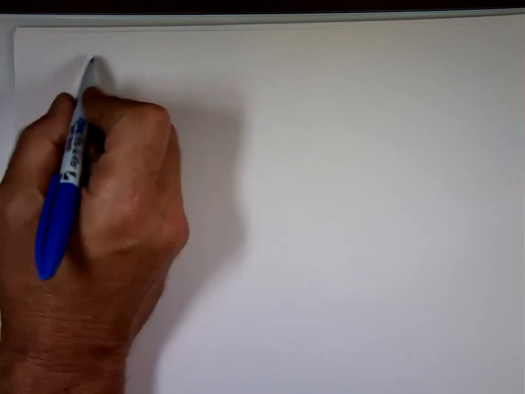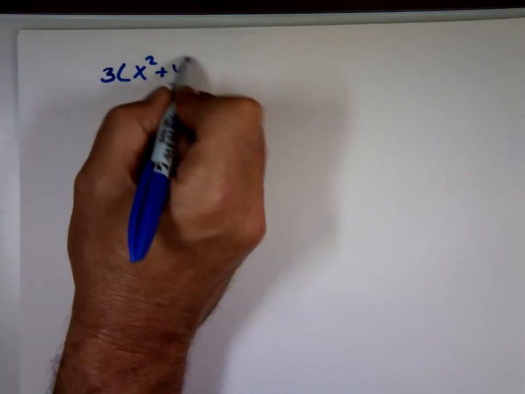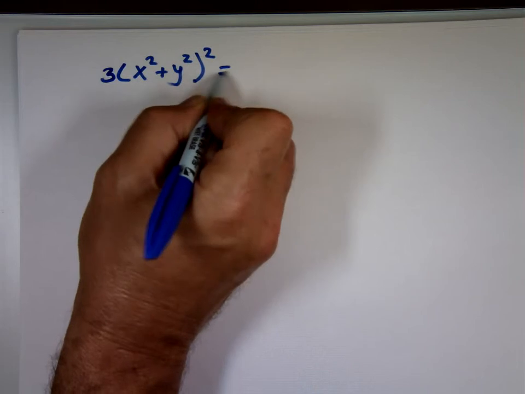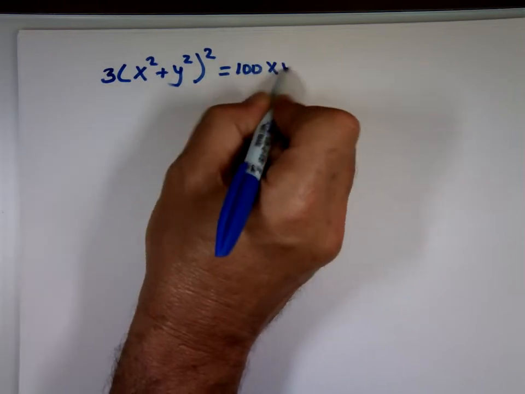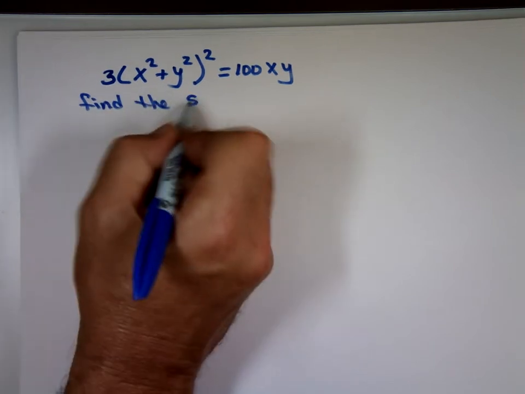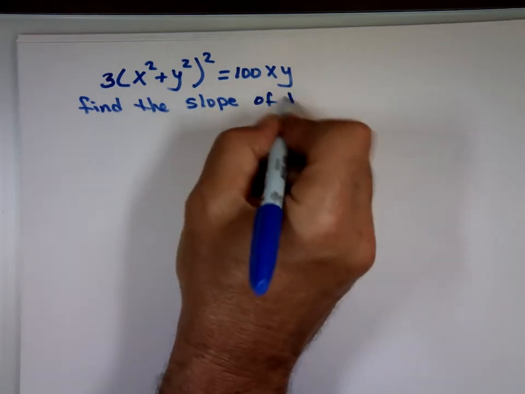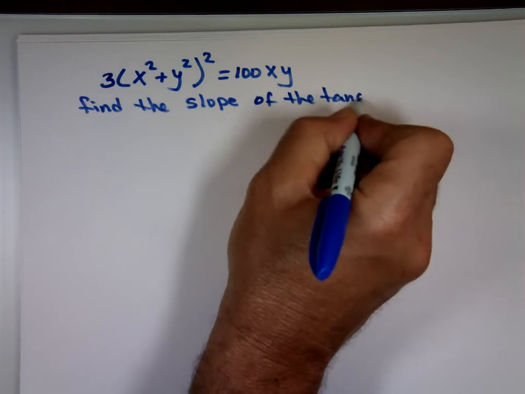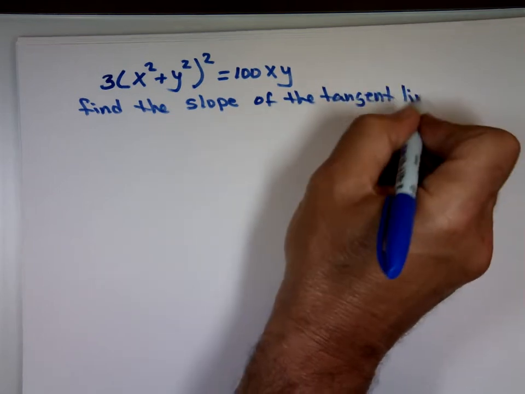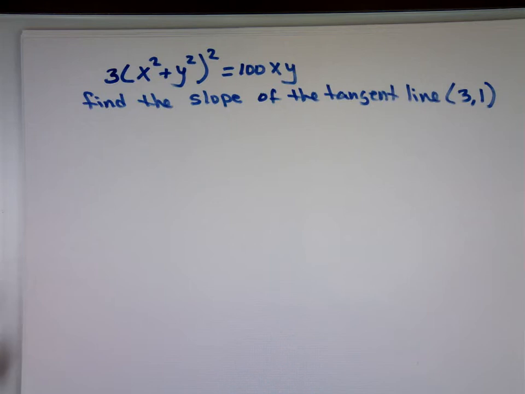They want to find the slope of this problem. It says find the slope of the tangent line at the point 3 comma 1. What is that? Find the slope of the tangent line. Find the derivative at 3, 1. X is 3, y is 1.